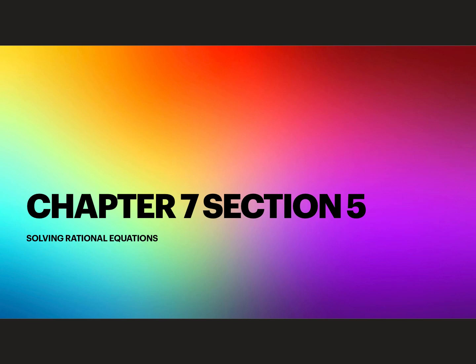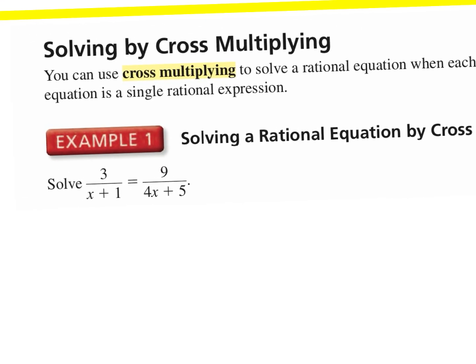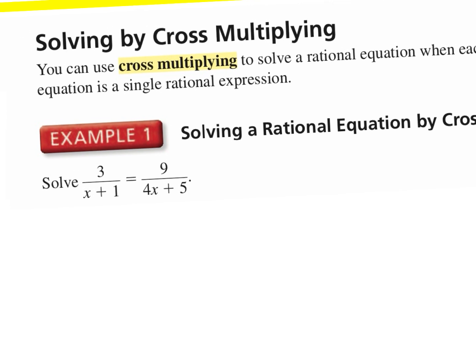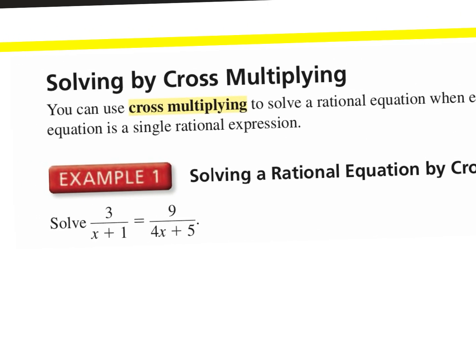Okay, today, guys, we're going to talk about solving rational equations. All we're going to be doing is finding out what x equals, and we're going to find out what x equals when fractions are involved. So there's two types of equations we're going to look at today. We're going to look at one where we can solve by cross multiplying, and then one where we have to get a common denominator.